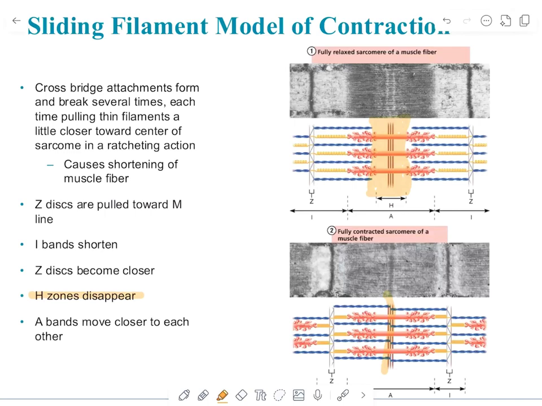The cross-bridge attachments form and break several times. Each time they pull the thin filaments a little closer towards the center of the sarcomere in a ratcheting action. So the Z discs are pulled towards the M line. The I bands shorten. Remember, the I bands are where the Z disc is found. The Z discs become closer, and the A bands move closer to each other. Again, we see our relaxed sarcomere here and a contracted sarcomere here.